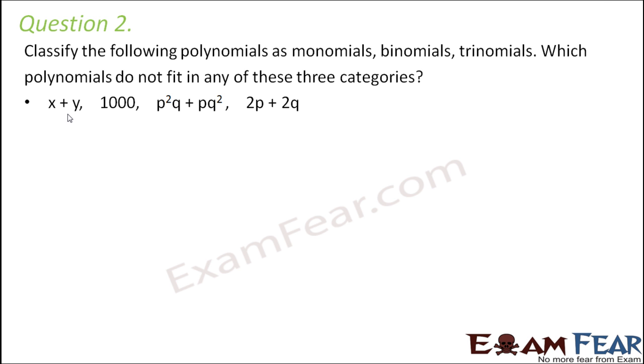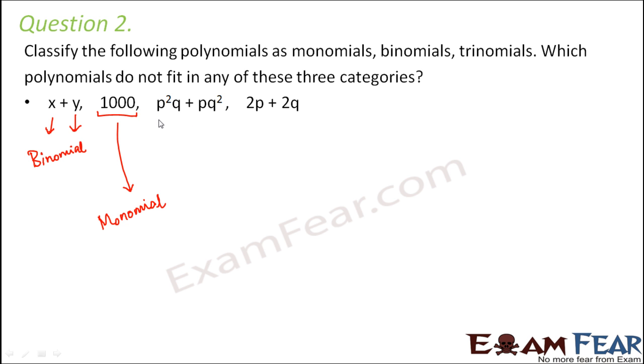Like different terms which are getting added to form this expression. So here you have two terms. One is x and the other one is y. So therefore it is a binomial. Second one is 1000. So 1000 is just one numeric. You do not have multiple parts which are getting added to form the expression. So therefore this is a monomial.